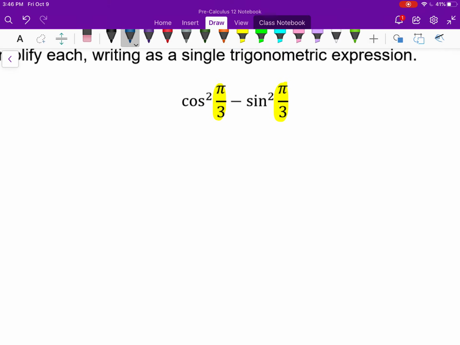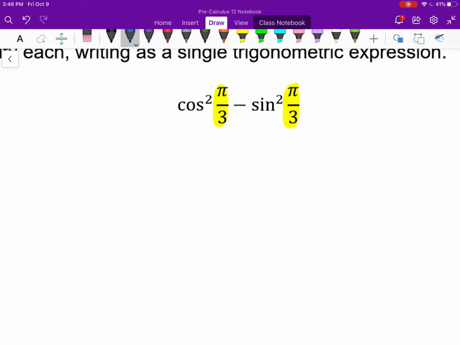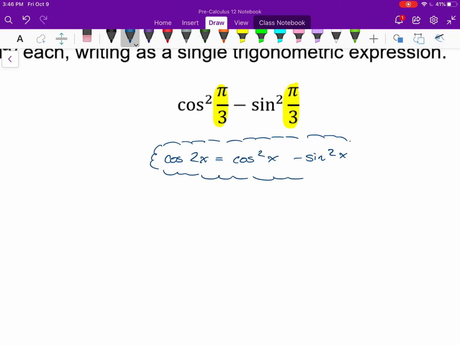And so I'm going to make a little note here. This is in the same form as cos of 2x equals cos squared x minus sine squared x, which remember I said was one of the more important of the identities I gave us there. And in essence, we have to realize instead of x, I have pi over 3. And I want to write it from this form into this form.